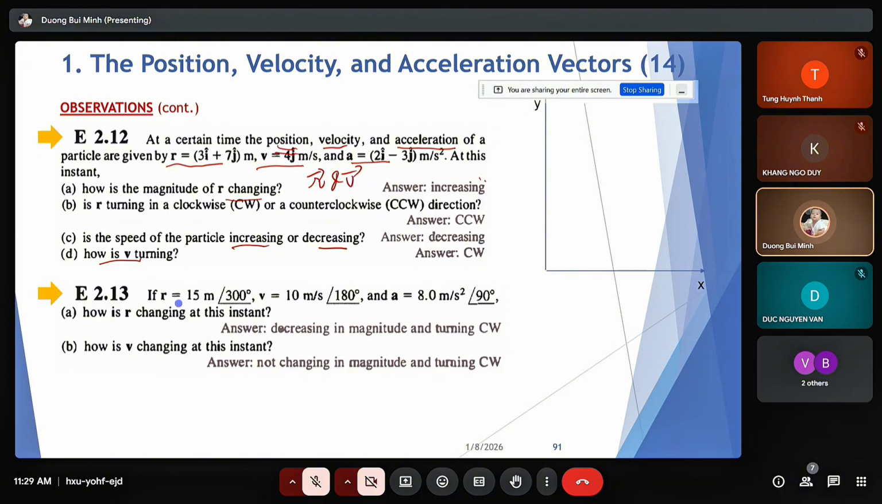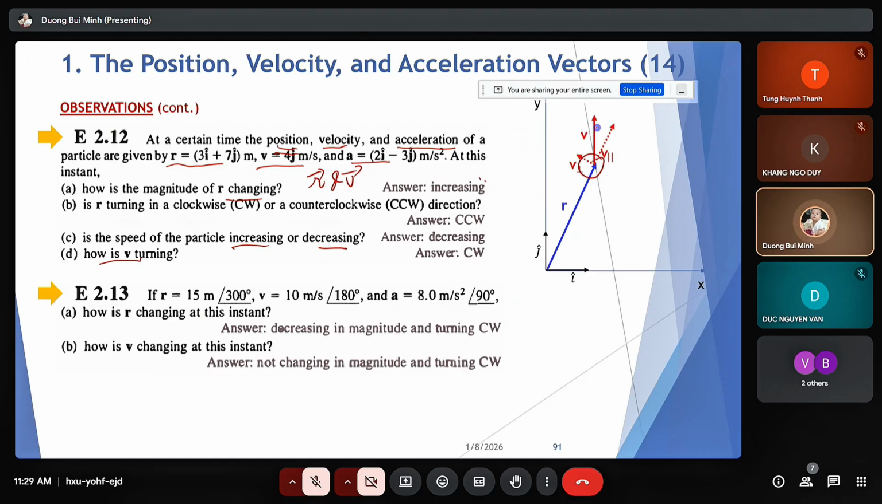Okay. So you need to draw vector R here, not exactly, just approximately. For example, here is 3, here is 7. So I know R is in the first quadrant, right? So I just draw the R. With the V, we have 4j. So here is the V.